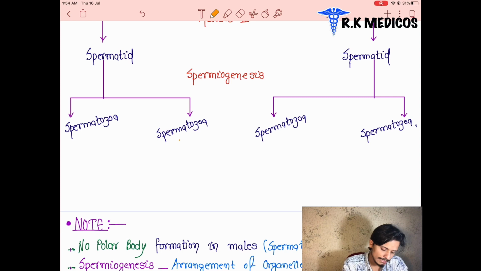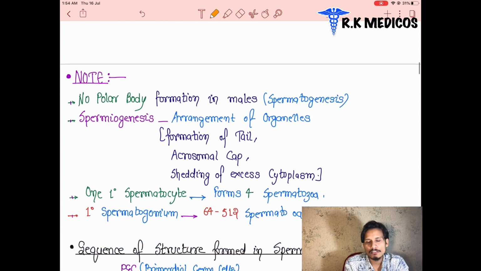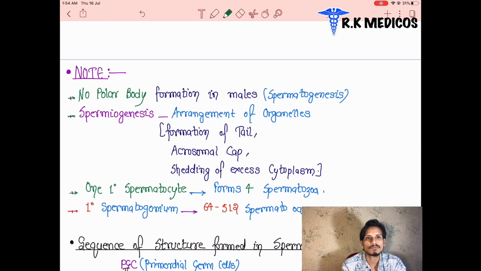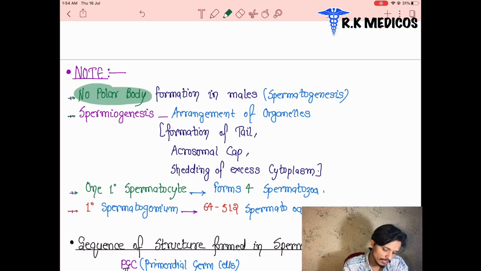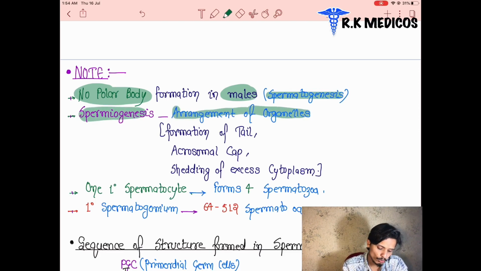Now you can see here, is there any polar body synthesis in spermatogenesis? Of course not. Polar body synthesis happens only in oogenesis. So there is no polar body synthesis in males in the spermatogenesis process. Spermiogenesis, what is it? I already told you, there is an arrangement of cellular organelles in the sperm. There is formation of the tail of the sperm, acrosomal cap formation, and the shedding of excess cytoplasm.